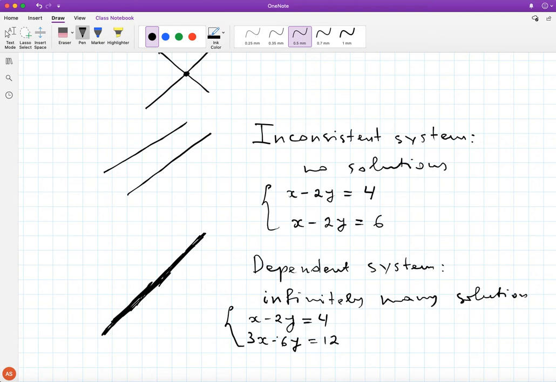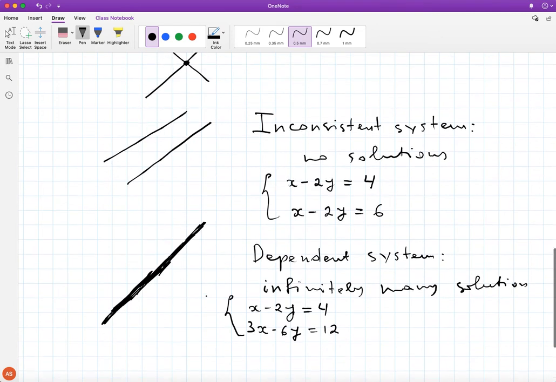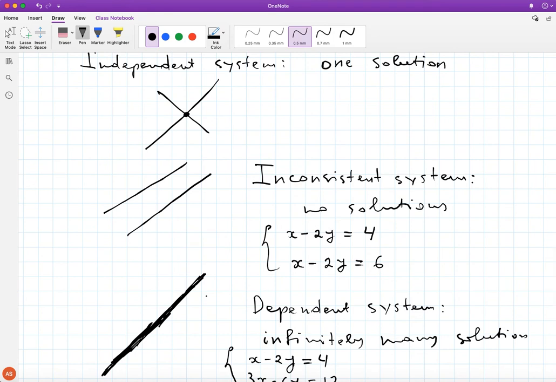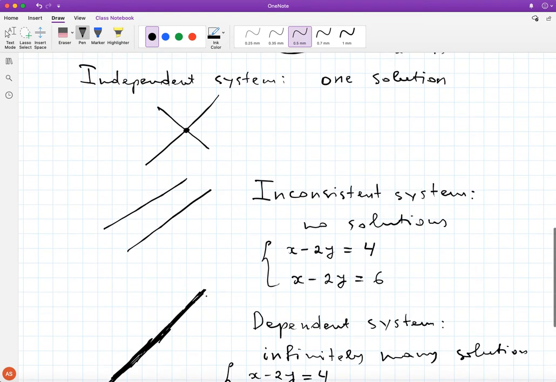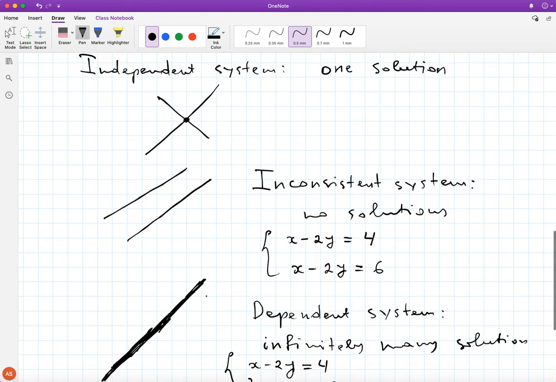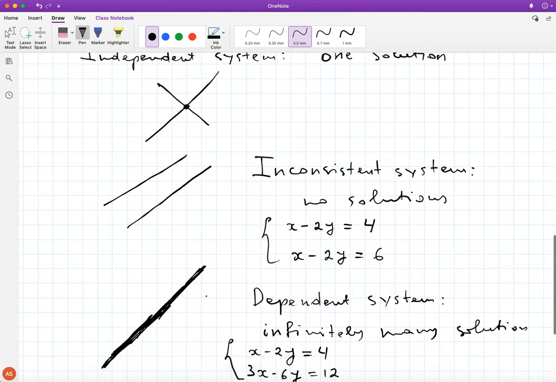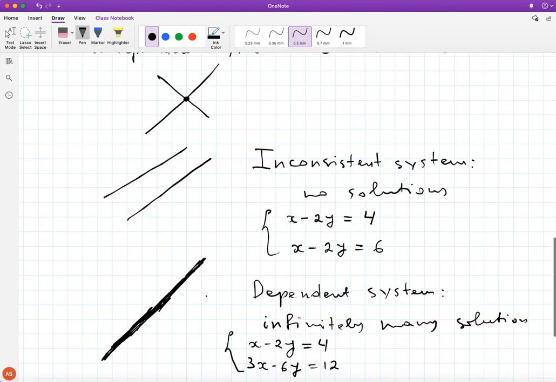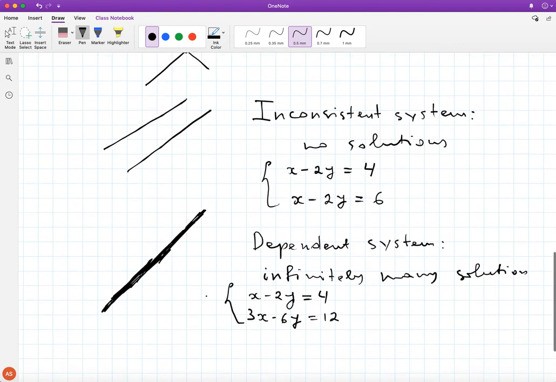Okay, so this covers all possibilities for a system of two equations in two unknowns. The system may be independent, inconsistent, or dependent. As we will see later, exactly the same three alternative possibilities occur for any system of linear equations with however many equations and however many unknowns.